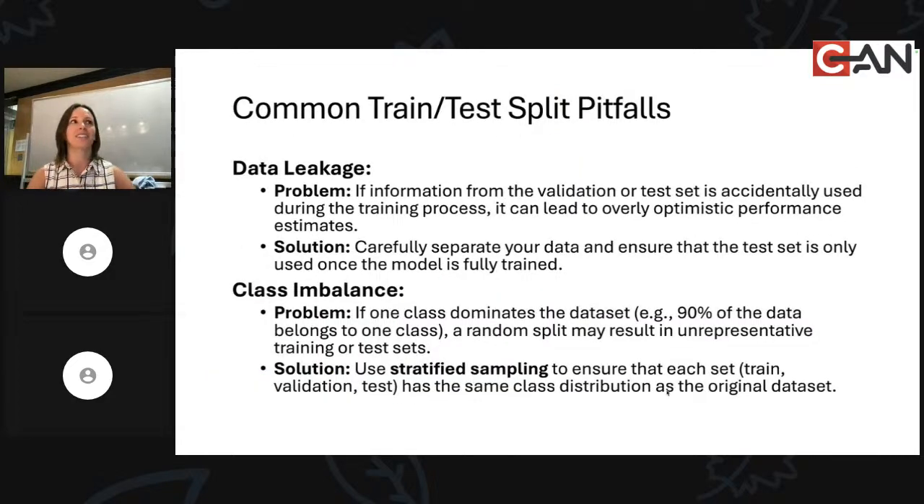These are all the gotchas. Some common gotchas: data leakage, we talked about that. That's where you're cheating because you accidentally gave it more information than it should have, and class imbalance. We'll talk about that one a little more.